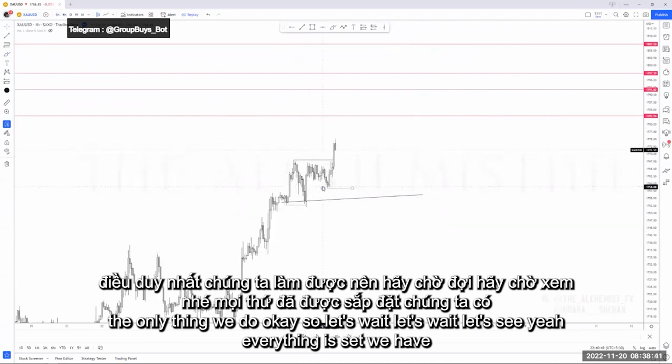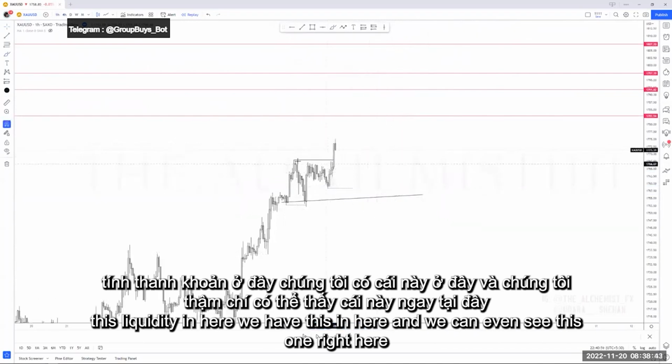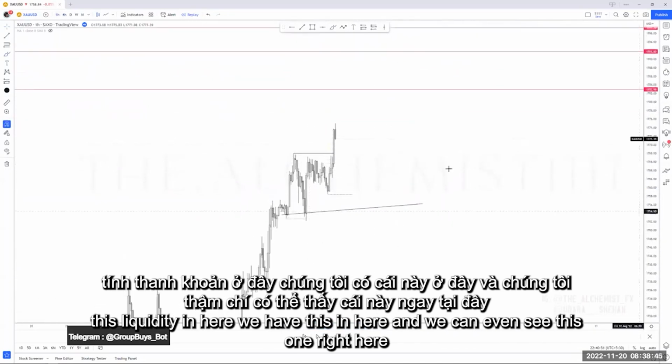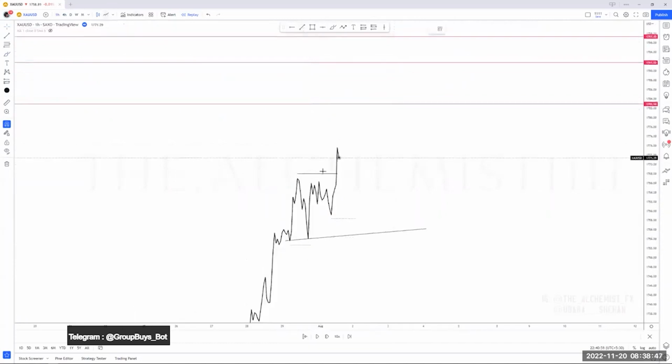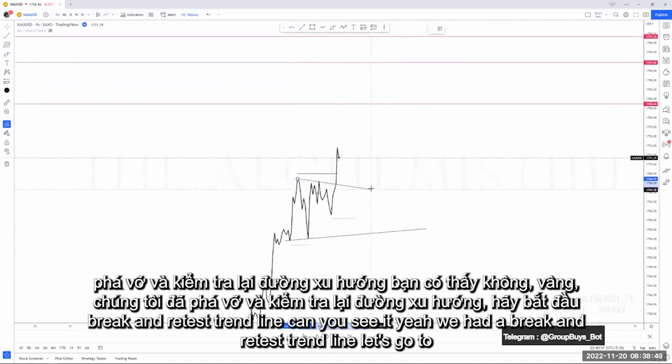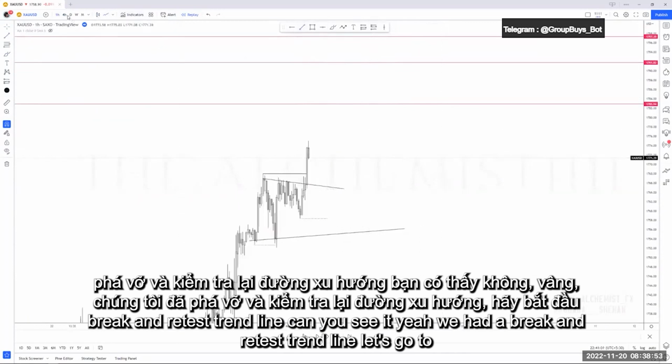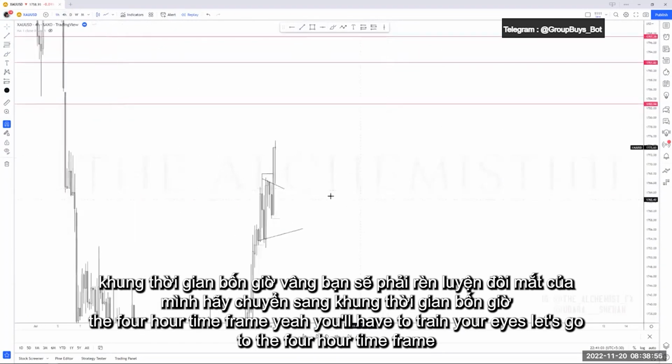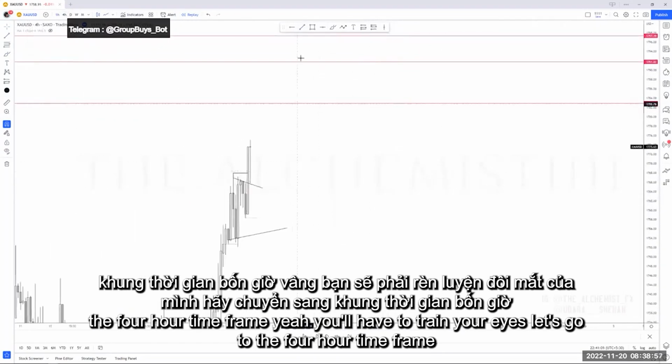Yeah, everything is set. We have this liquidity in here. We have this in here, and we can even see this one right here. Break and retest trend line. Can you see it? We had a break and retest trend line. Let's go to the 4 hour time frame. Yeah, you'll have to train your eyes.